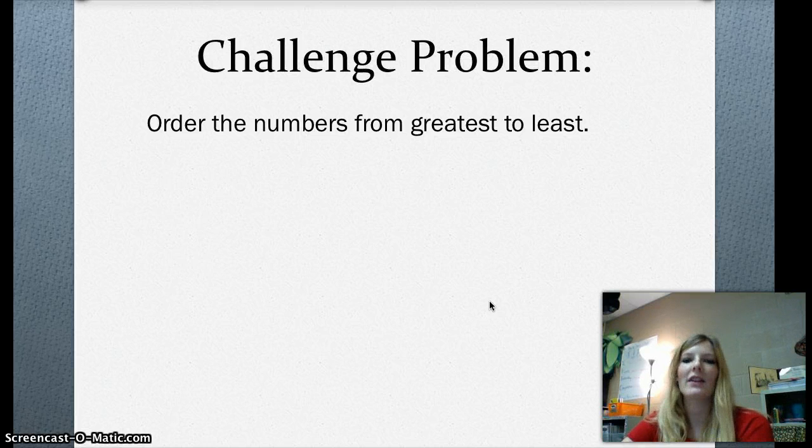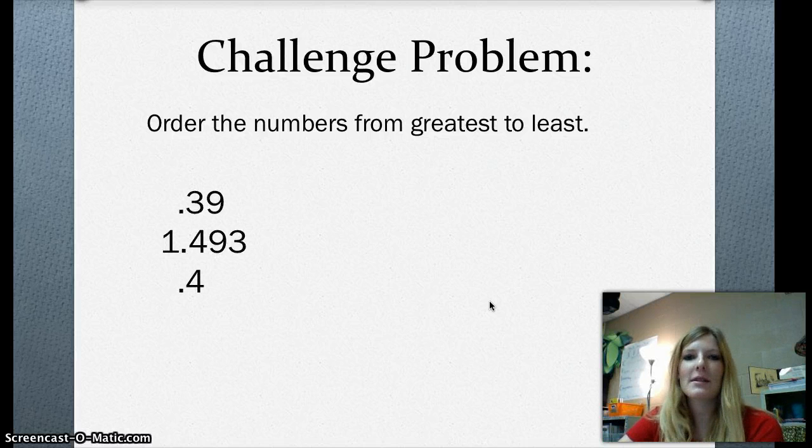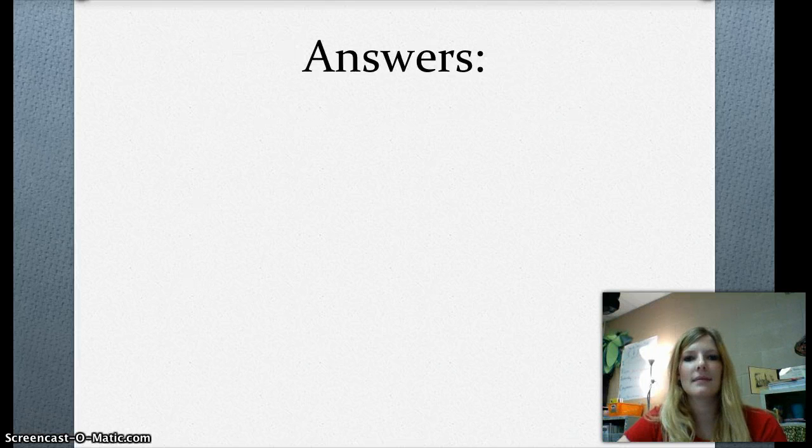And if you would like a challenge problem, I encourage everybody to go ahead and try it because there's no points off if you get it incorrect. Order the numbers from greatest to least. Go ahead and pause the video while you work that through now. Here are the answers. If you're not ready, go back and pause.